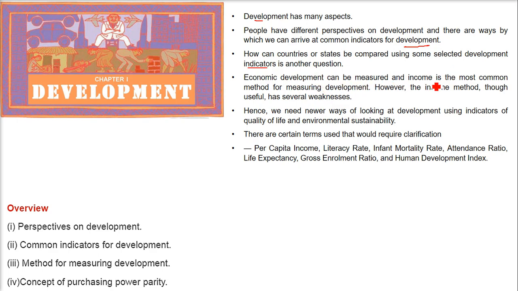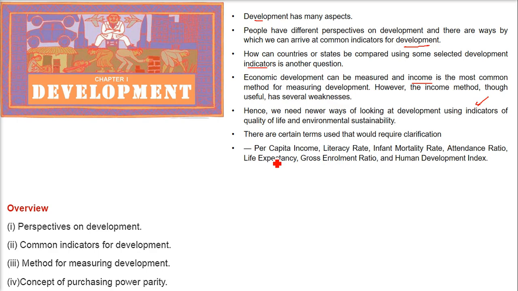So economic development can be measured on income. Income is the most common method for measuring development. But this income method has certain weaknesses we are going to talk about. We also need newer ways of looking at development, because the indicators cannot only be income. It can be quality of life, it can be environmental sustainability, and there are many more.